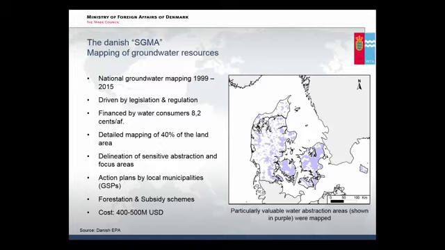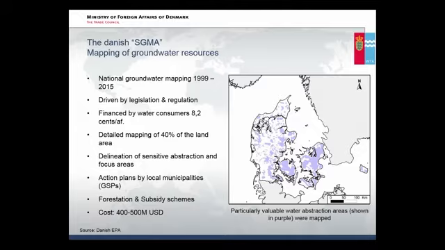So this is our SIGMA. We did it from 1999 until 2015. We've financed it by a small tax on the water consumption. We don't have Proposition 218 in Denmark, so it was a bit easier, I have to say.